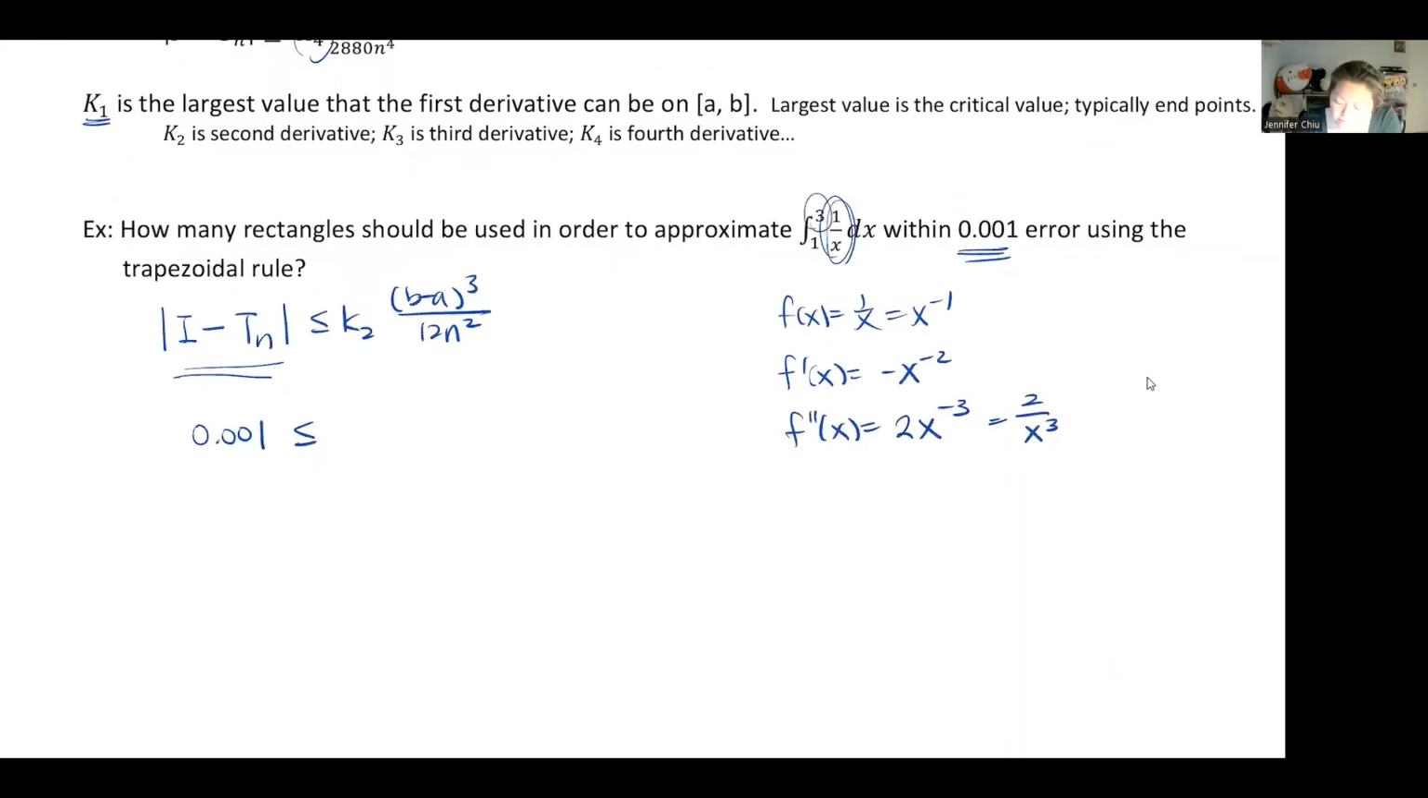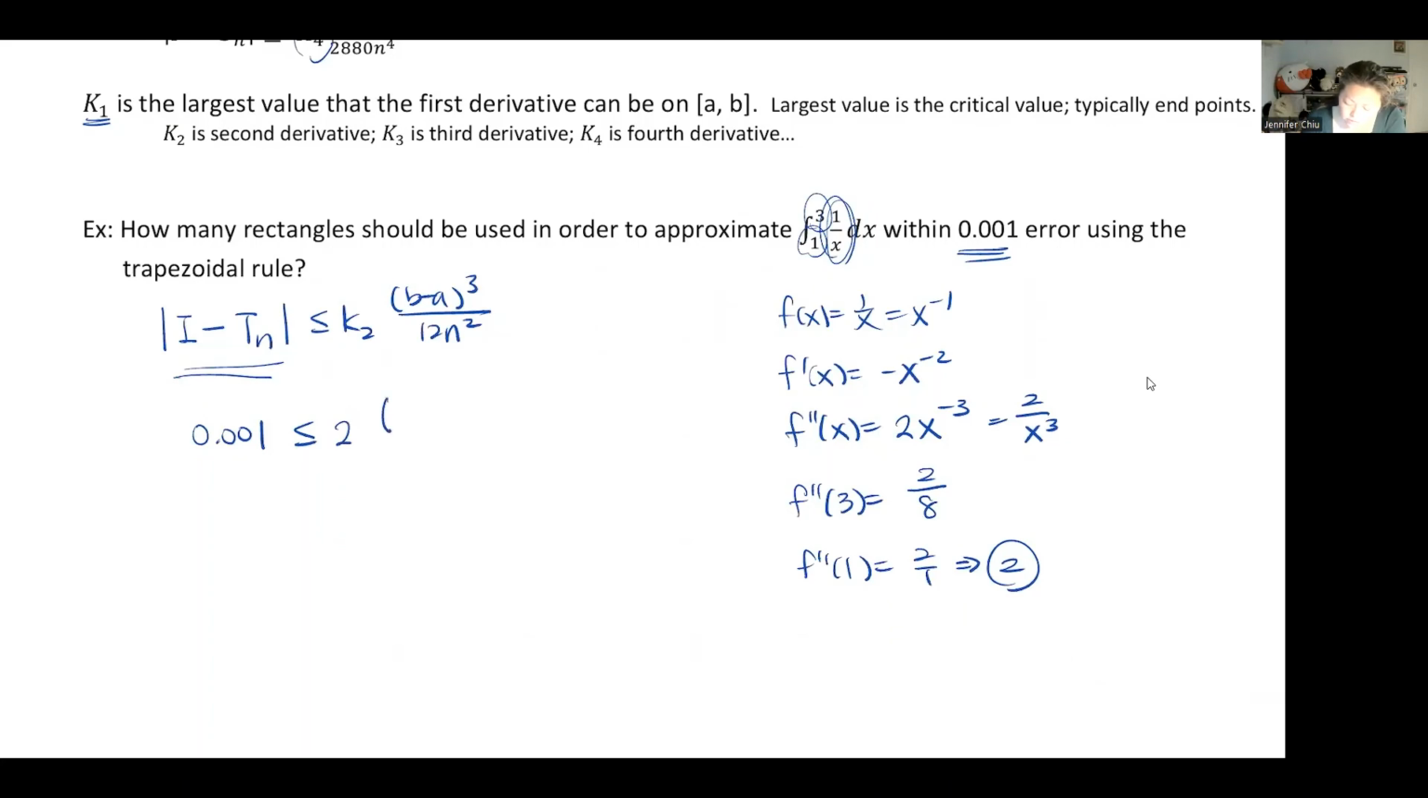Now I need to check by plugging in my interval endpoints to see which one's a bigger value. So f double prime of 3 gives me 2 over 27, and f double prime of 1 gives me 2 over 1. So 2 is definitely the bigger answer. That's my K sub 2 number. Be careful when you're doing these because the error is an absolute value. So for your K sub 2, you're actually taking the absolute value of it. So if your two choices are -5 and -8, you choose -8 and you use the positive value of it. So you use that as your K sub 2 or K sub 1 value. All right, so just be careful of that. I'm going to put 2 here for K.